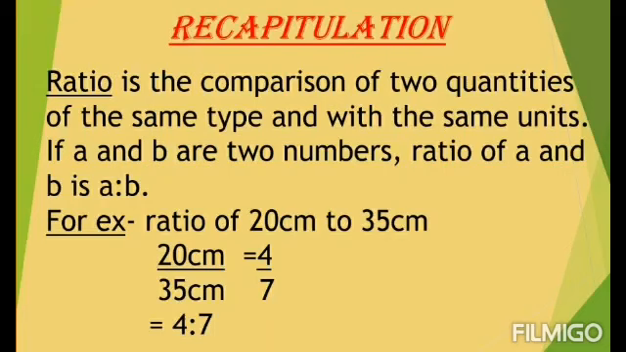Let's start with a quick recapitulation. Ratio. Ratio is the comparison of two quantities of the same type and with the same units. If A and B are two numbers, then the ratio will be A is to B. For example, if we have to find the ratio of 20 centimeter to 35 centimeter, here you can see units are the same and quantities are also the same. So the ratio will be 20 centimeter by 35 centimeter, that is 4 by 7. So the ratio is 4 is to 7.